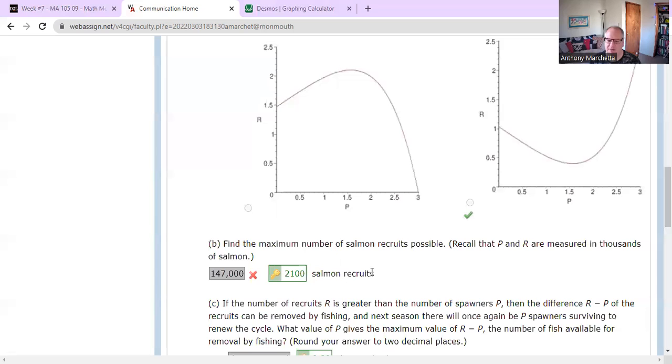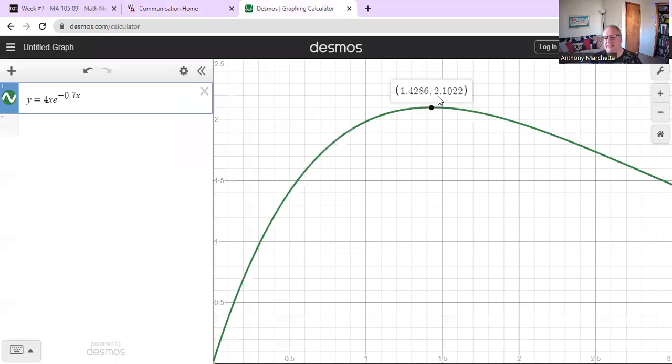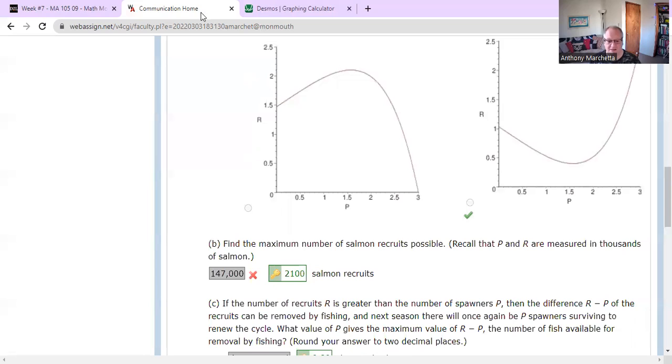It says, find the maximum number of salmon recruits possible. That we can get right here, and you can see it's 2.1022. Remember that it's the actual y value that is the actual number of recruits. And that being the case, this is in terms of thousands. So I'm just going to move the decimal point 3 spots. It's really 2102.2 salmon, and of course, there's no such thing as 0.2 salmon. So it's 2100 salmon. That's what we were looking for in that question.